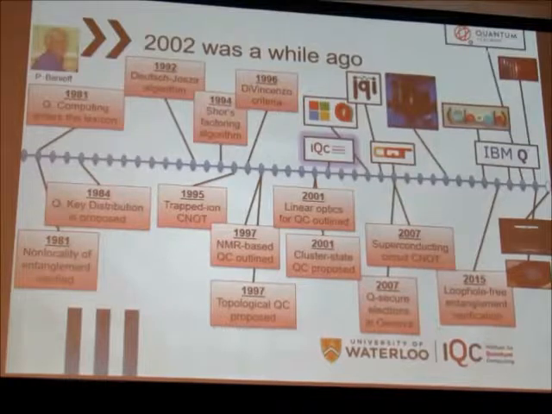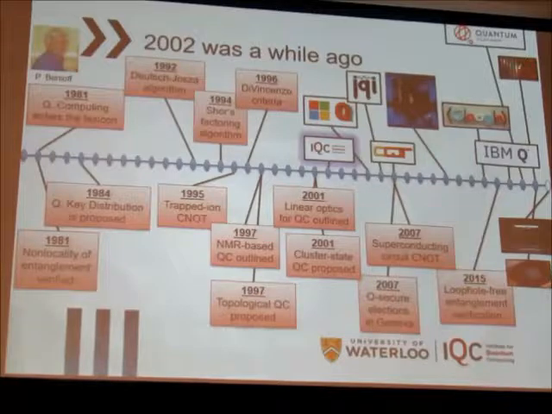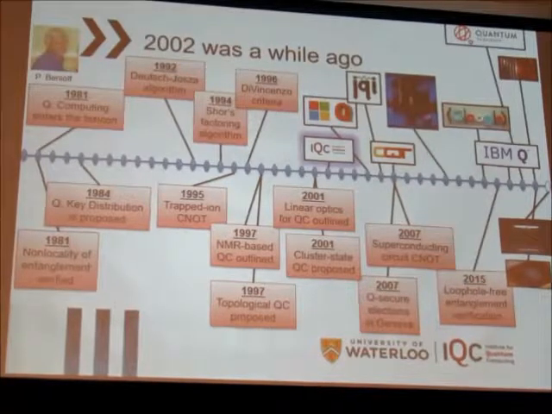And then also, in the last couple of years, the European Union Quantum Flagship was announced in 2017. That was $1 billion across the European Union to fund quantum science. And just last year, the US and China announced national quantum initiatives in the $1 billion range.